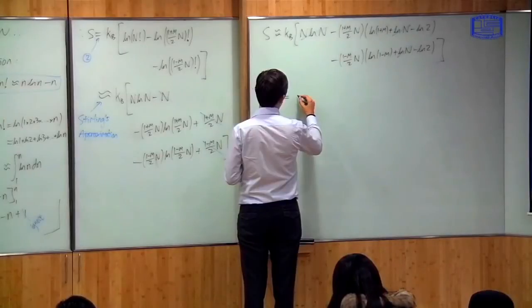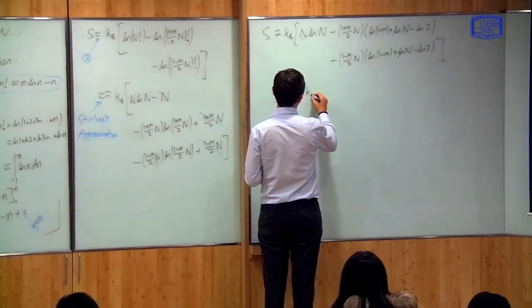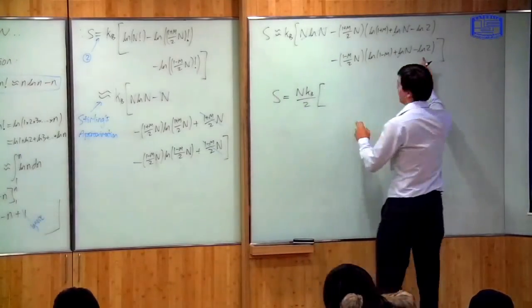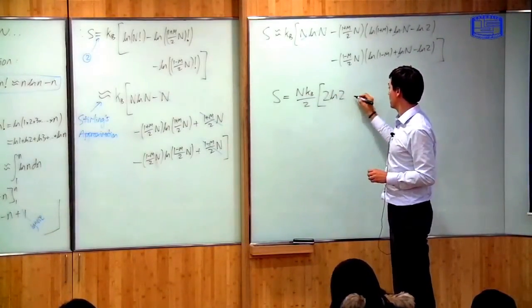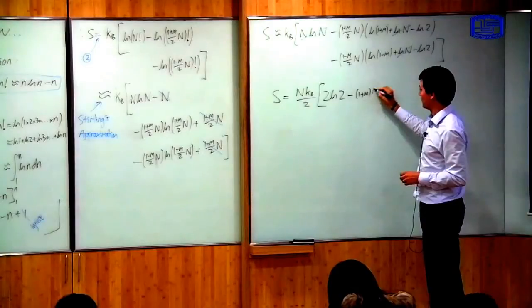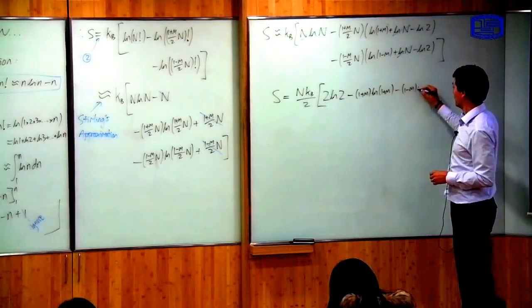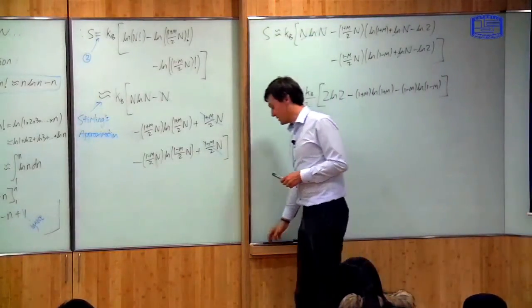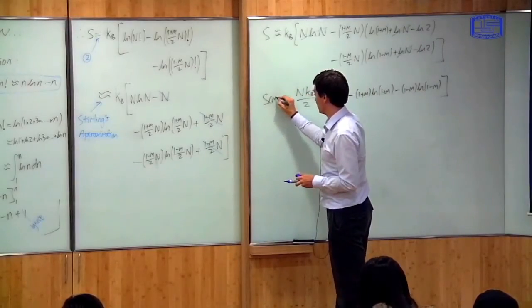S is equal to, let's take out a factor of N k_B and 2. Then all I've got inside is the log 2's. This plus this gives me N, and this is 2, so I get 2 log 2, minus, and then here I've got (1 plus m) log of (1 plus m). And here I've got (1 minus m) log of (1 minus m). And that's it. So this is our final expression for the entropy as a function of m. So let me write that explicitly. S is a function of m.